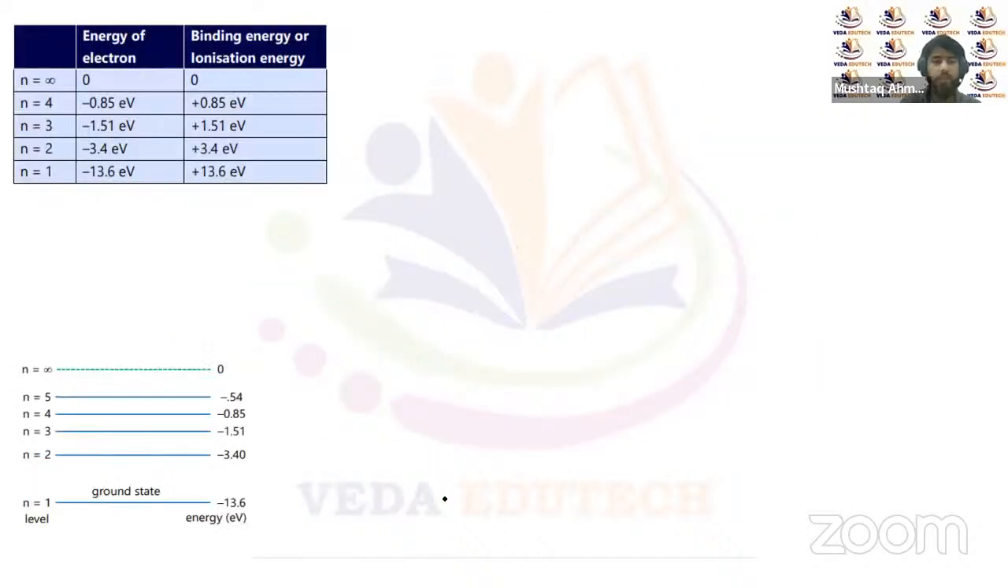Similarly, many transitions are possible. An electron can make a transition from any higher energy level to a lower energy level, and corresponding to that transition, there will be a spectral line. You can see in this table the energies of different energy levels. For n equal to 1, we have minus 13.6 electron volt. For n equal to 2, we have minus 3.4 electron volt. For n equal to 3, we have minus 1.5 electron volt. And for n equal to infinity, the energy of the electron is 0.